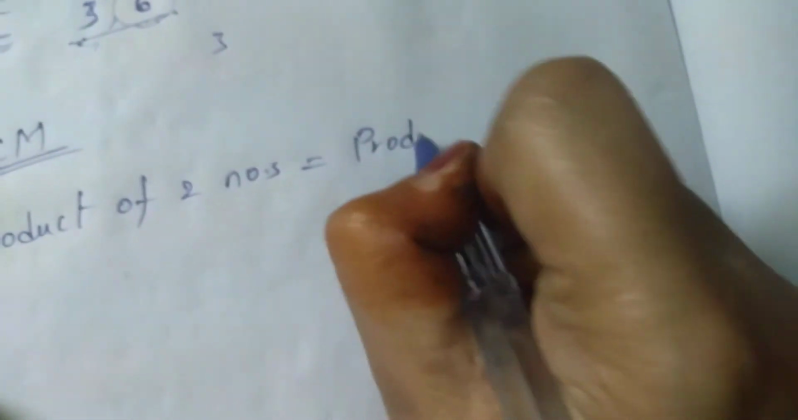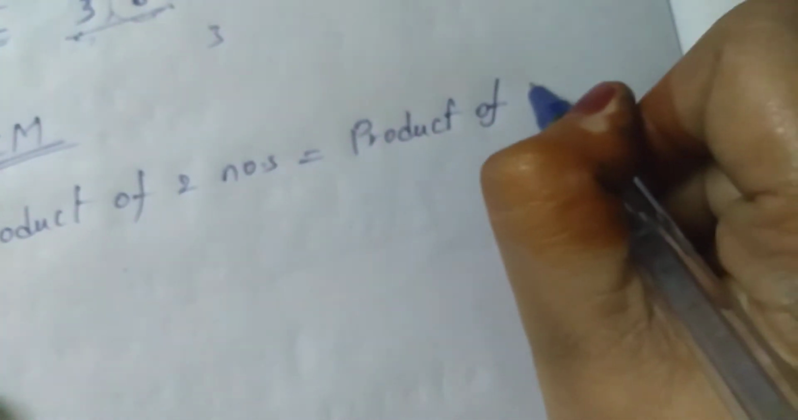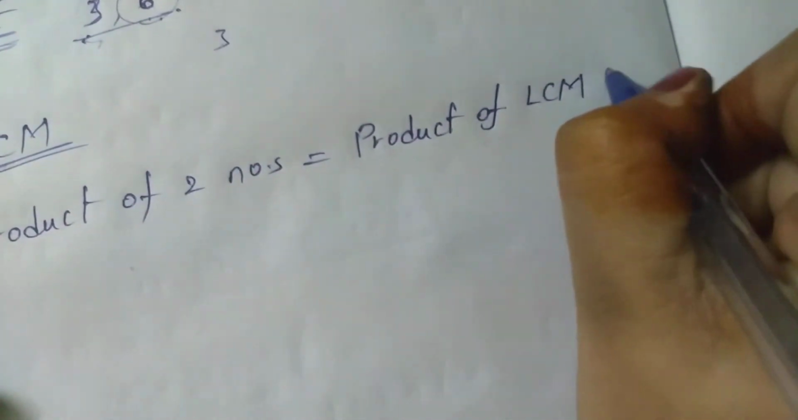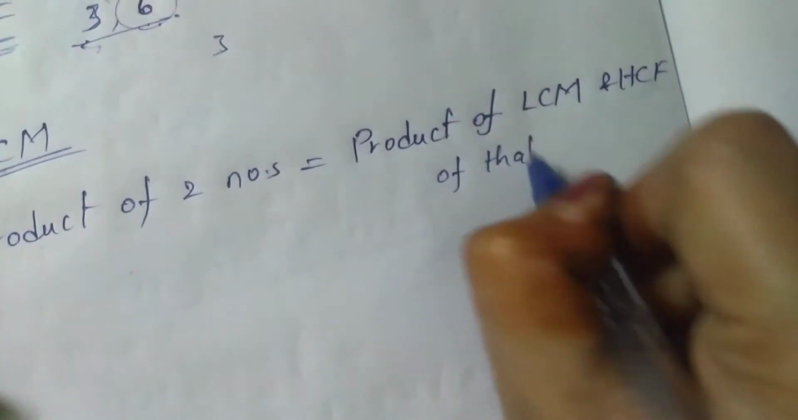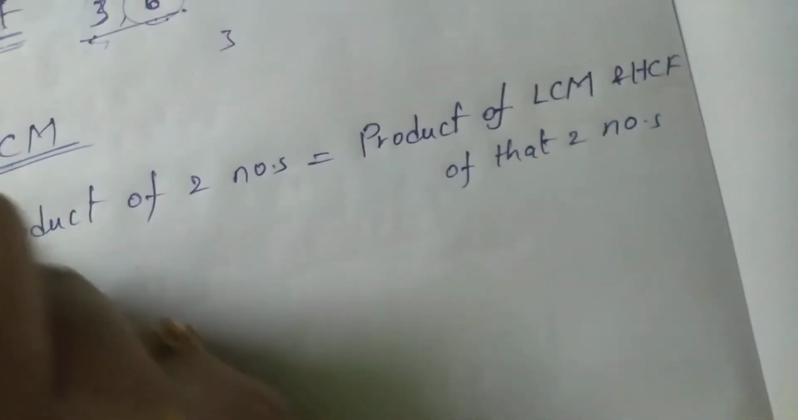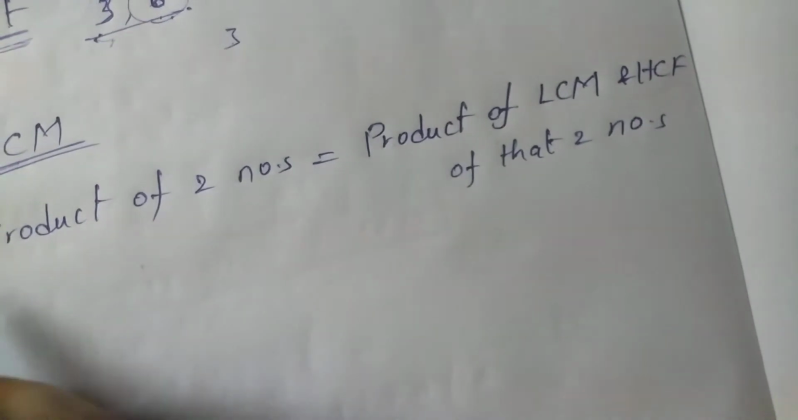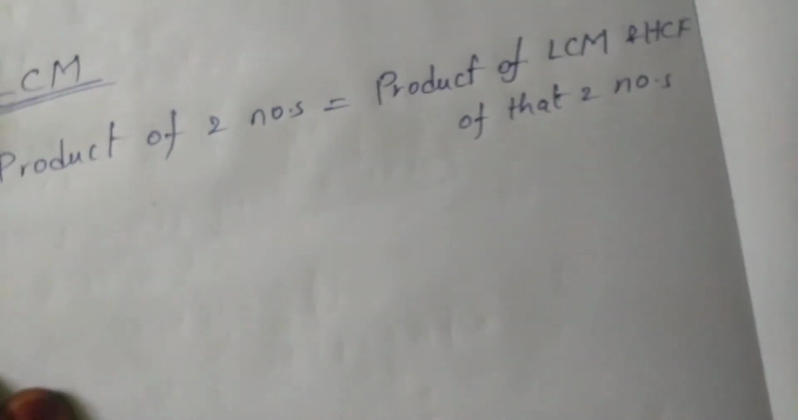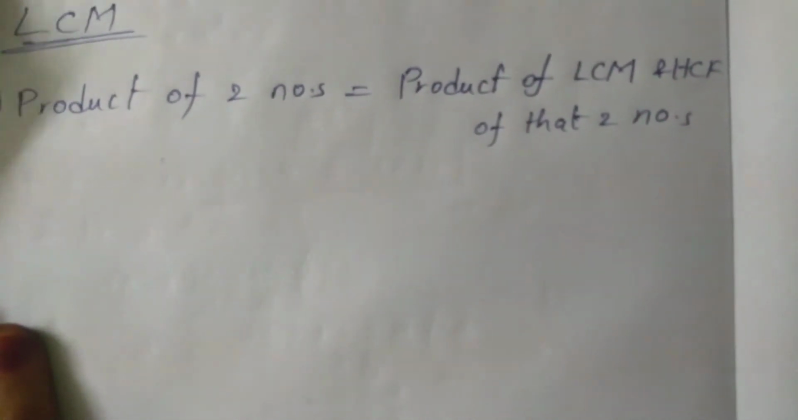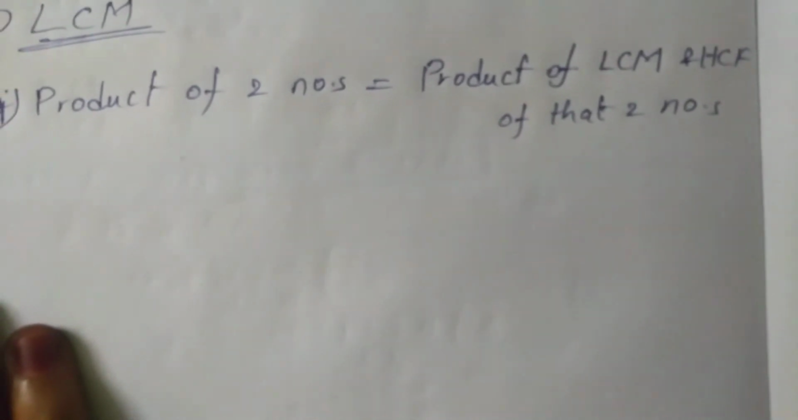The next formula is: product of two numbers is equal to product of LCM and HCF of the two numbers. This is one of the formulas. Product of two numbers is equal to product of LCM and HCF of the two numbers.